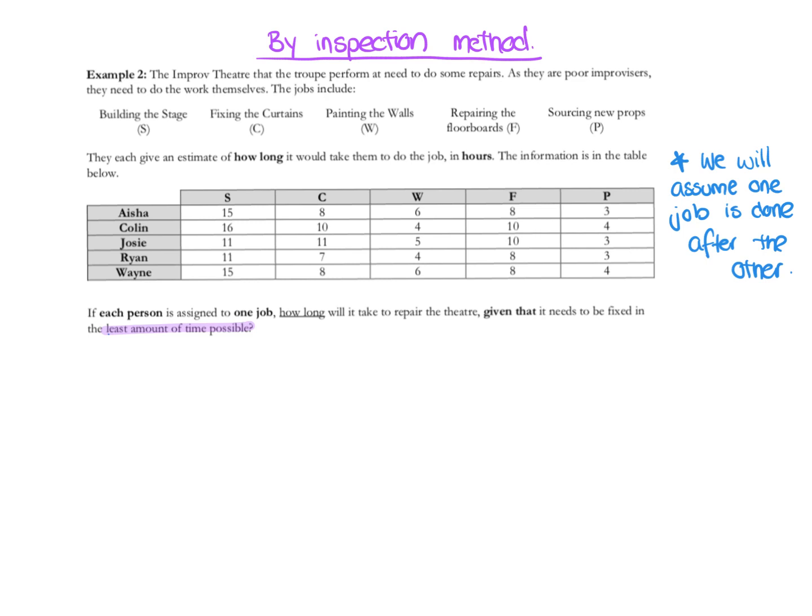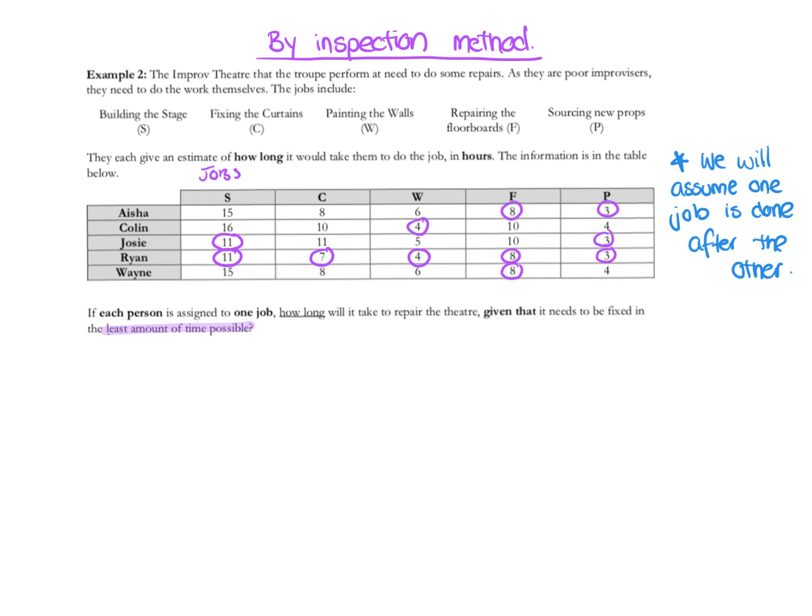The method by inspection. So you've got the jobs along here, and if you think about it, you want the quickest person on each job. So first just circle all the lowest times, because they will be the quickest. For job S, it was 11. For job C, it was 7. For job W, it was 4. For job F, 8. And for job P, it was 3. Oh yeah, sorry, 2 on 4.